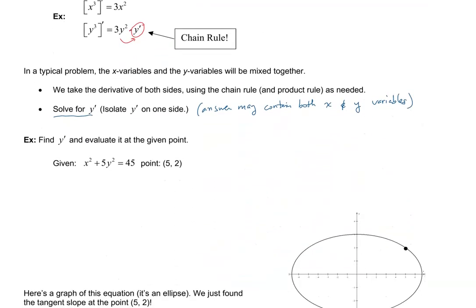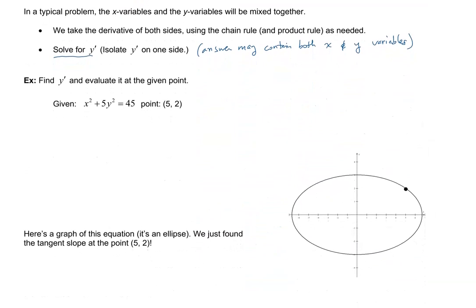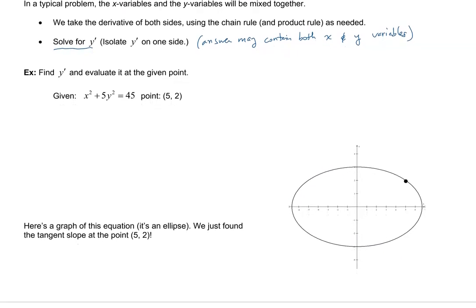So here's our first example. Find y prime and evaluate it at the given point. So here's our equation given, x squared plus 5y squared equals 45, that example from up above, and our point 5, 2. So our thinking step, and you might want to write this out for now, eventually maybe not do this, is we're going to take the derivative of each term, derivative of x squared plus the derivative of 5y squared equals the derivative of the 45 on the right-hand side.